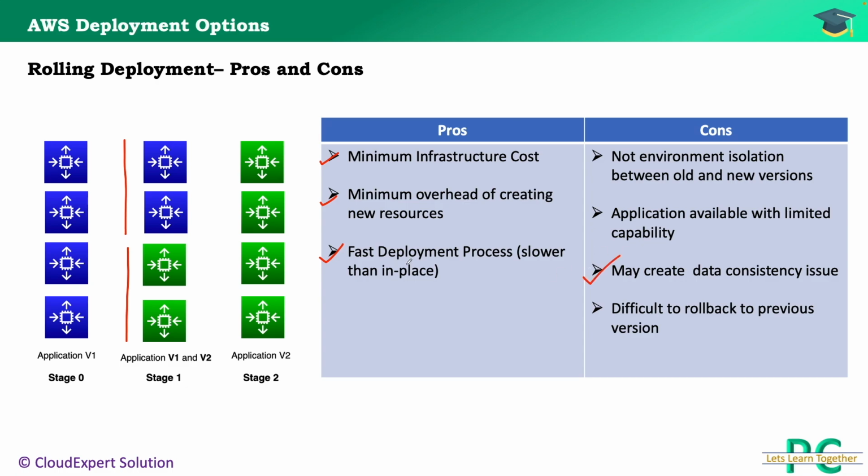And second, like in-place deployment, it will be difficult to roll back to previous versions because you are already having half or a percentage of the infrastructure that is deployed with application version 2. After deployment, if you found that version 2 is faulty, then you have to roll back to the previous version, and for that again you have to undeploy and redeploy the previous artifacts.